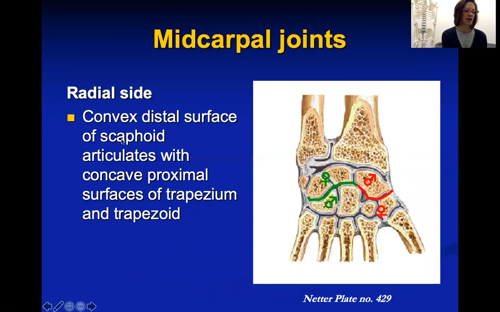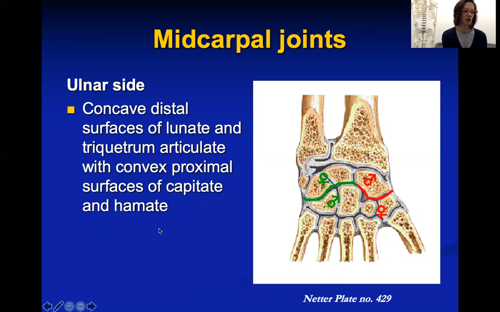So on the radial side, the convex distal surface of the scaphoid articulates with the concave proximal surfaces of the trapezium and trapezoid. And on the ulnar side, the concave distal surfaces of the lunate and triquetrium articulate with the convex proximal surfaces of capitate and hamate. I tend to always name it by the distal bone on the proximal, because that's how we tend to name the mobilizing.